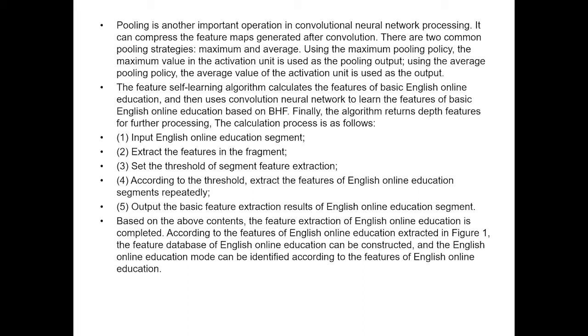The calculation process is as follows. 1. Input English online education segment. 2. Extract the features in the fragment. 3. Set the threshold for the segment feature extraction. 4. According to the threshold, extract the features of English online education segments repeatedly. 5. Output the basic feature extraction results of English online education segment.